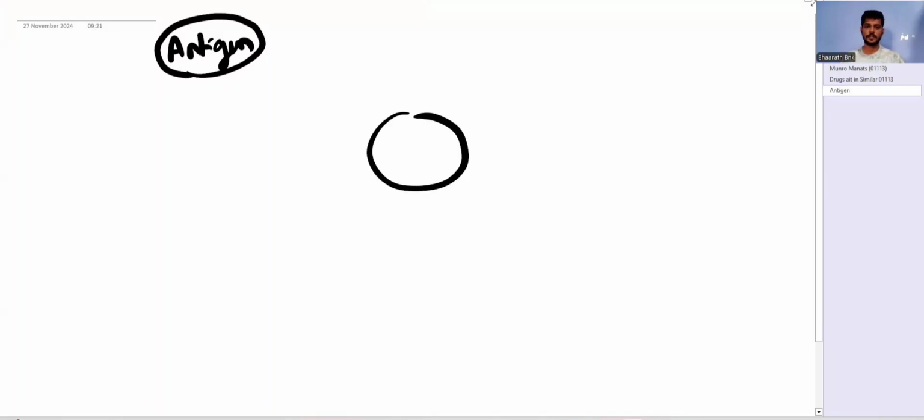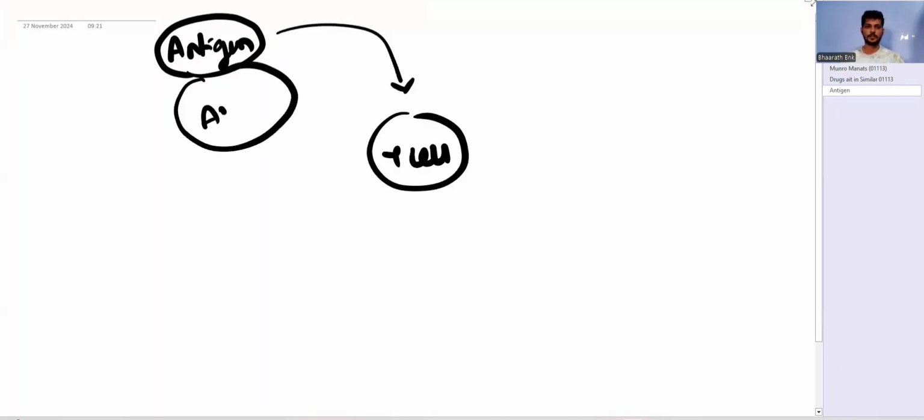Next, whenever there is an antigen in the body, this antigen has to be presented to the T cell. So a foreign antigen enters the body. Now this antigen has to be presented to the T cell by an antigen presenting cell. So there are cells in the body, the endothelial cells, dendritic cells, monocytes, macrophages, which can act as antigen presenting cells, and they present this antigen to the T cell.